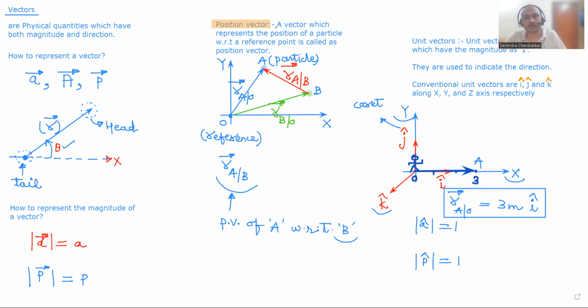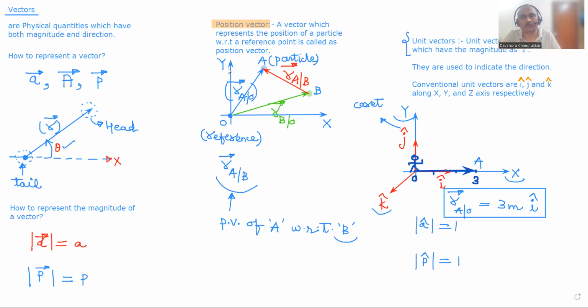Then comes the position vector. It's a vector which represents the position of a particle with respect to a reference point. So how to draw it? If I want to write the position vector of A with respect to O, we simply join the points O and A, for which the tail of the vector will be at O and the head of the vector will be at A. I hope this is clear to all of you. Yes or no?